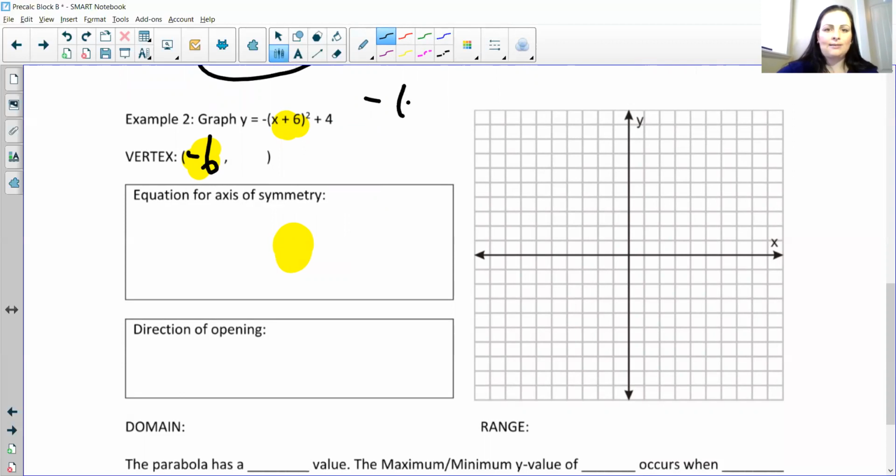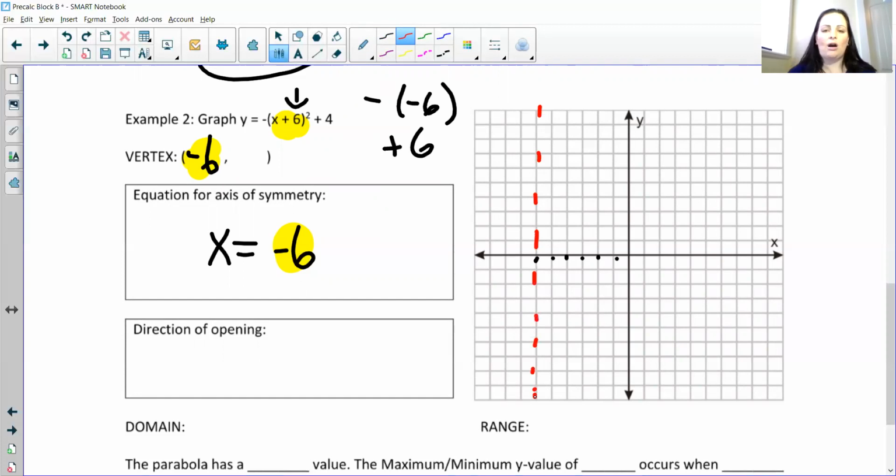Okay. It says +6, so that means the vertex happens when x is at -6, because it's -6 that resulted in it saying +6 right here. So our axis of symmetry is when x equals -6. So 1, 2, 3, 4, 5, 6. Here's where x is -6. Here's our axis of symmetry. Our vertex has to fall somewhere on that line.